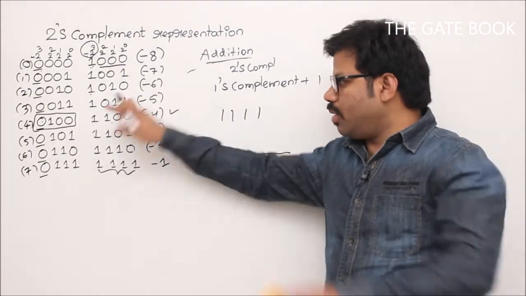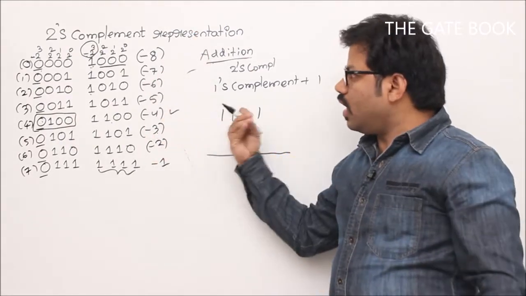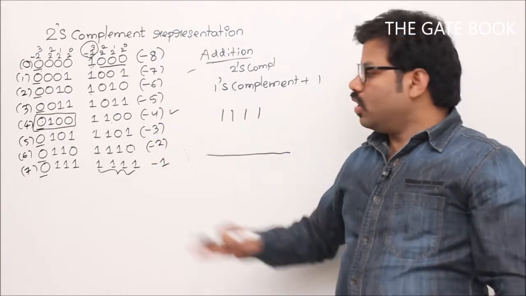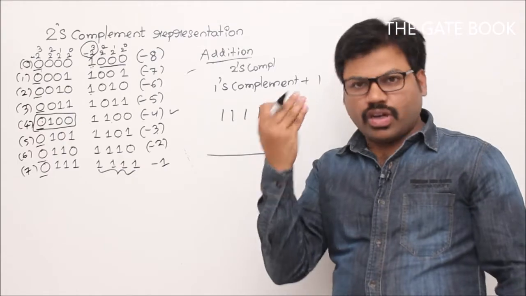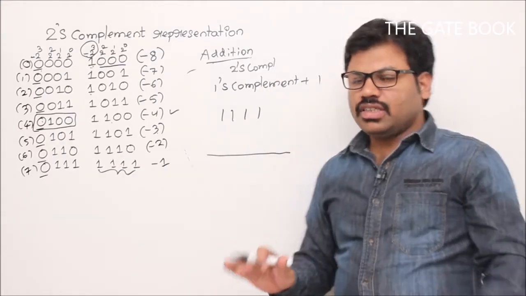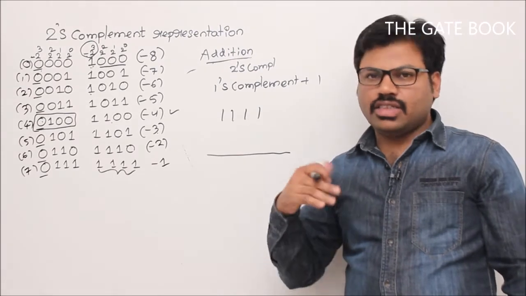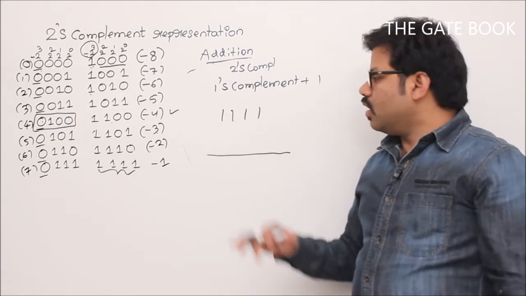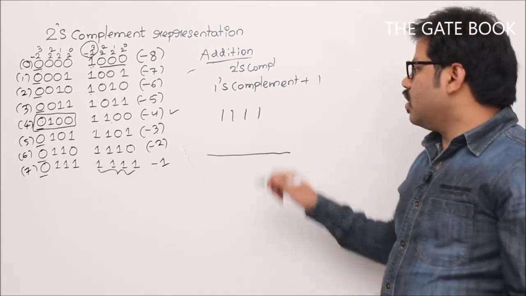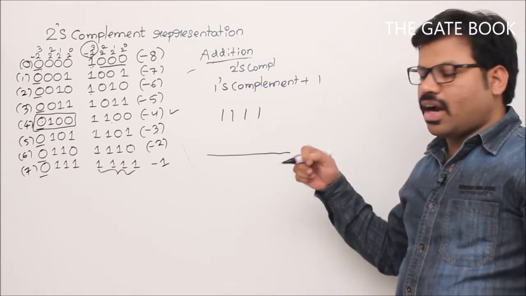Forget about number system representations. We are using that 2's complement concept to represent negative numbers. Forget about that. The question is, there is an operation called 2's complement. Mathematically it is already defined, like 1's complement. So what is the 2's complement? Simply apply 1's complement and add plus 1.